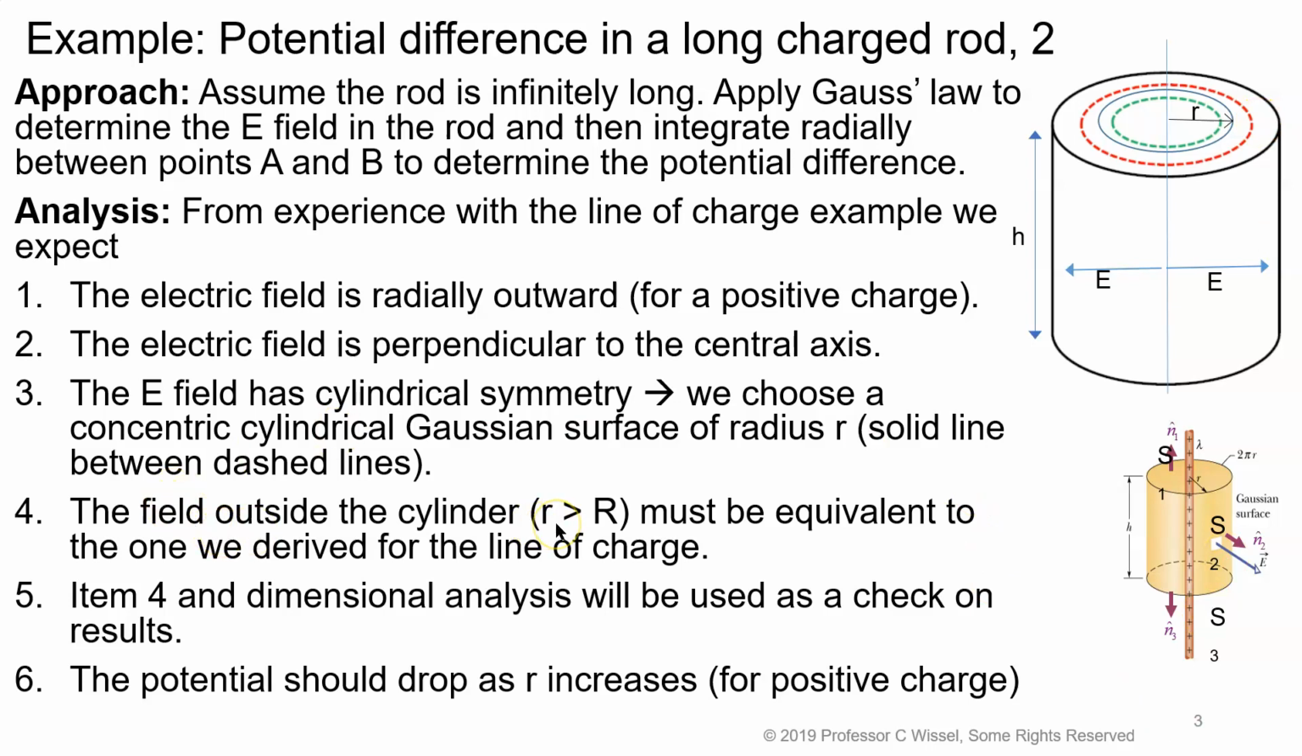Okay, and the field outside the cylinder, that is for r greater than big R, where big R is the radius of the cylinder itself, must be equivalent to the one we derived for the line of charge. That's this problem. Item 4 in dimensional analysis will be used as a check on the results, and the potential should drop as r increases. Of course, that's for any positive charge as you move further out.